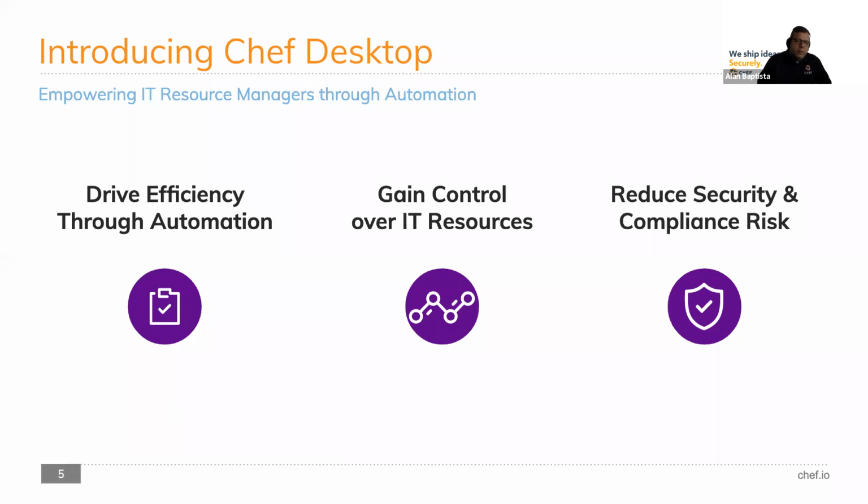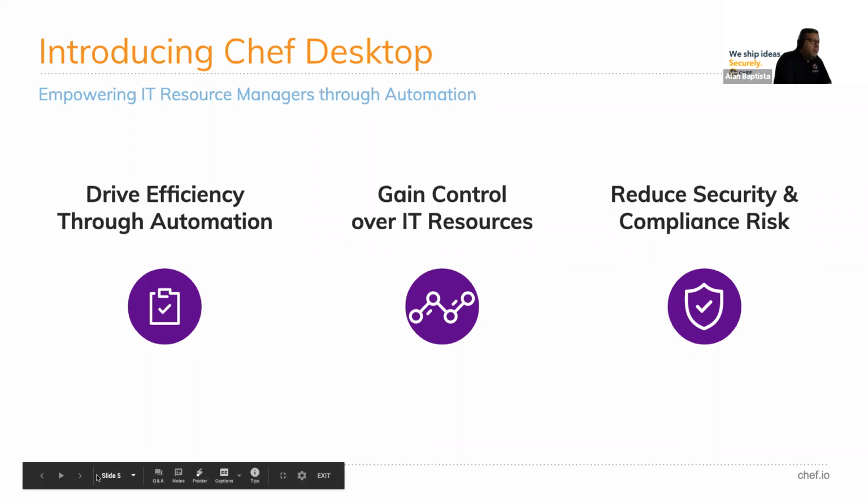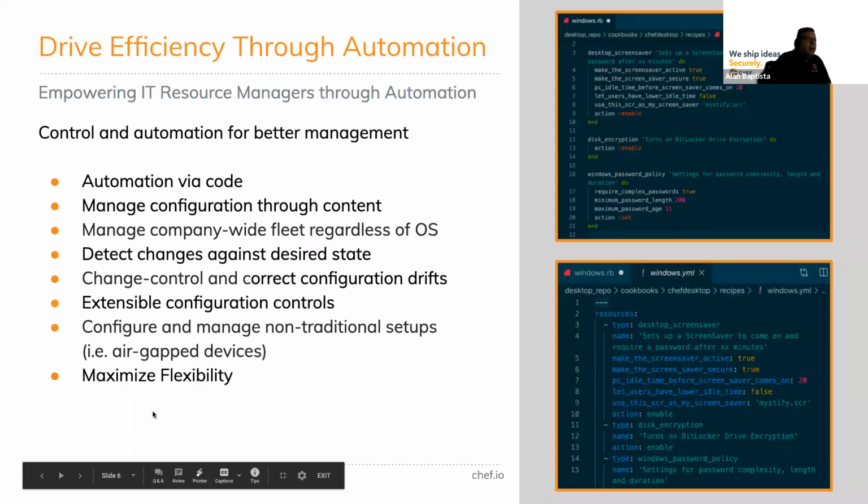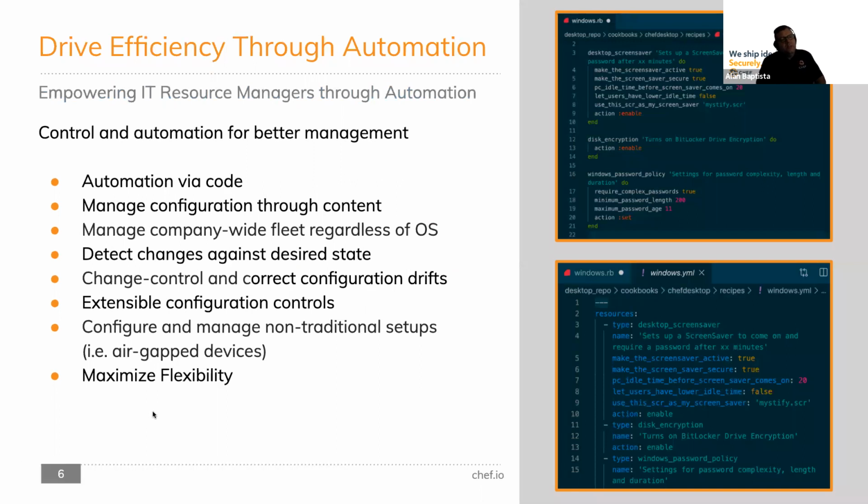What we're essentially trying to do here is what Agile has done for software development and DevOps is doing for operations. We're trying to bring that level of thinking to IT resource managers. So in that line of pipeline automation through code, something that can be codified and efficiently managed from a single pane of glass. With that said, we are trying to drive efficiency through automation by allowing that automation to happen through code.